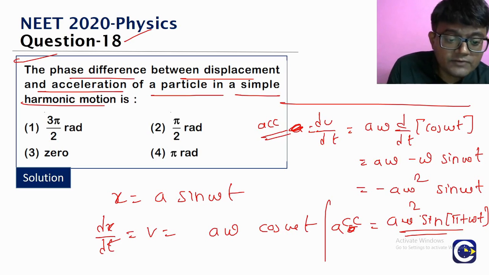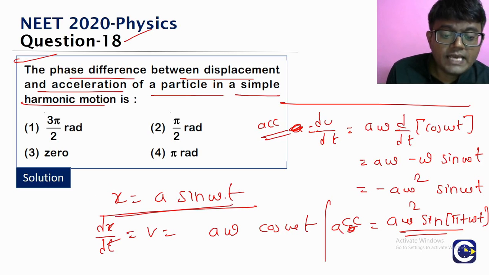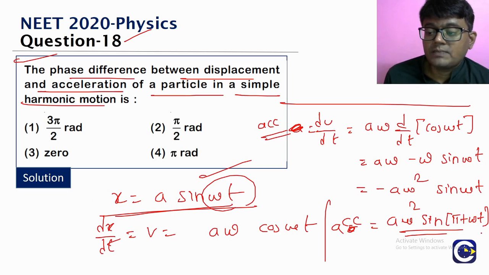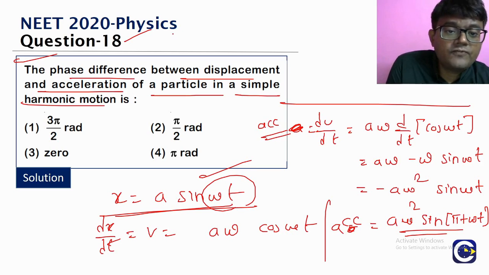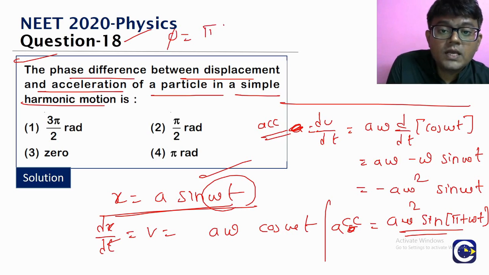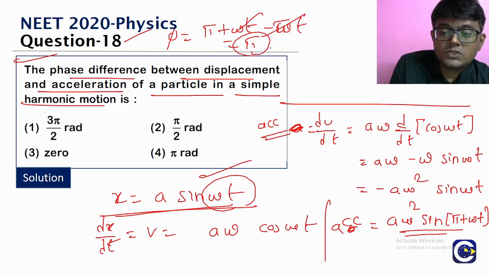What is the displacement function we have taken? X is equal to A sin omega t. Now compare both these trigonometric forms. Here the phase is omega t. Here the phase is pi plus omega t. So the phase difference between the acceleration and the displacement will be pi plus omega t minus omega t. What is it going to be? Pi.